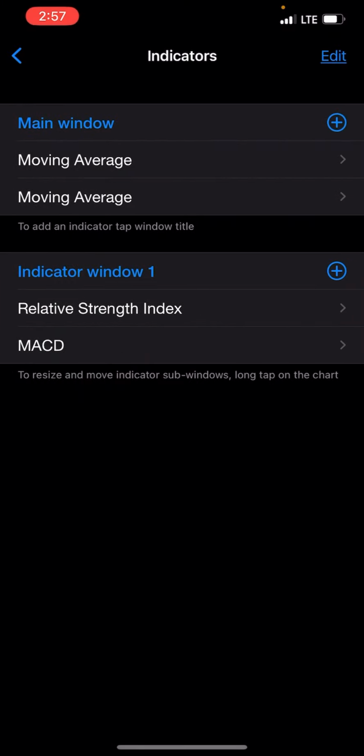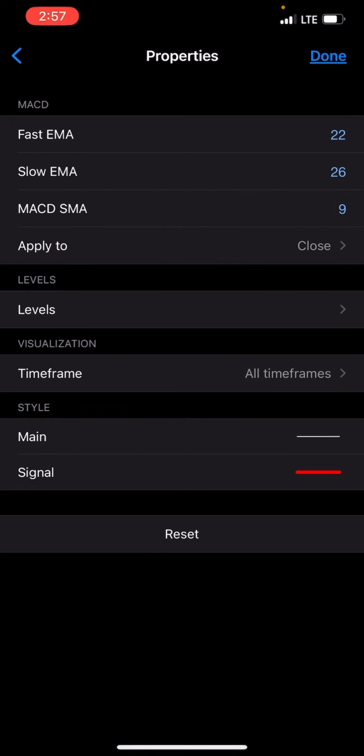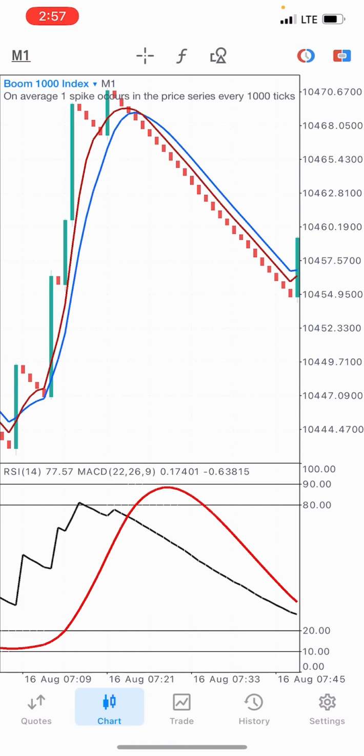So let me quickly show you guys the last setting, which is the MACD. The fast EMA is 22. The slow EMA is 26. The MACD SMA is 9. Applied to close. Levels are no levels there. The color is red, right? You click on done, right?